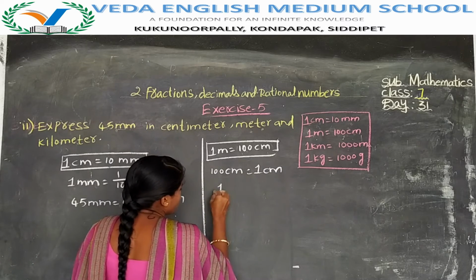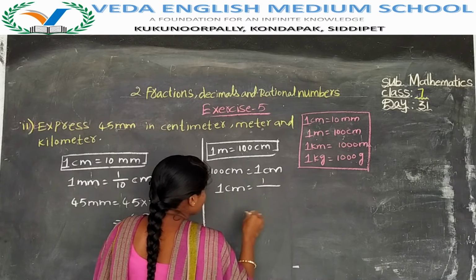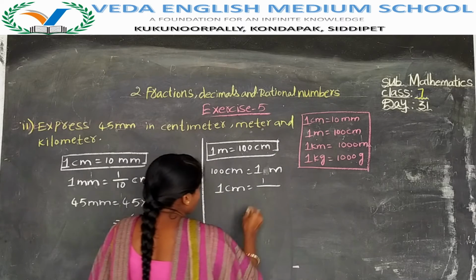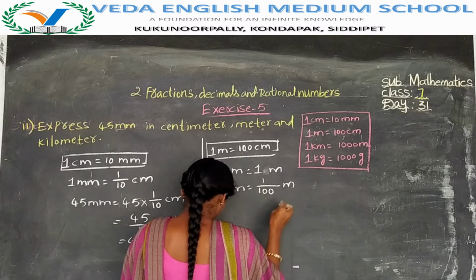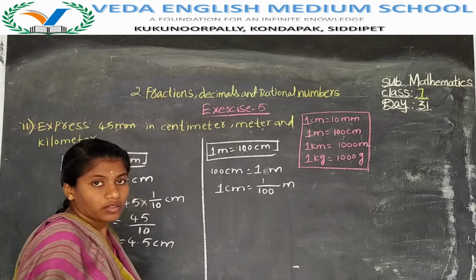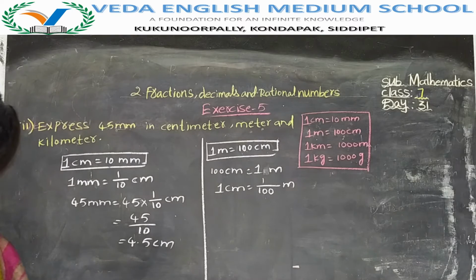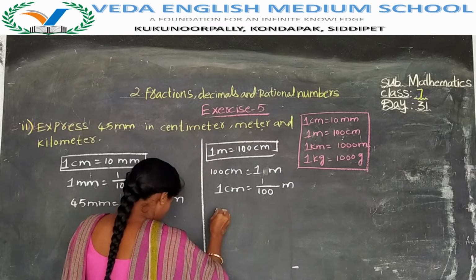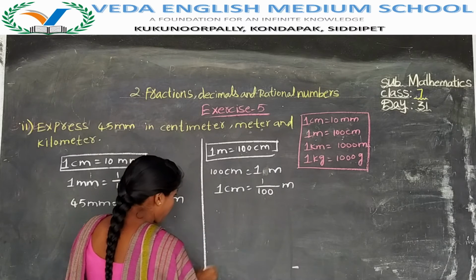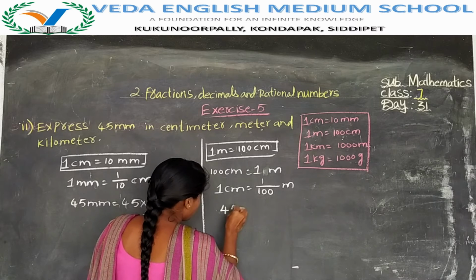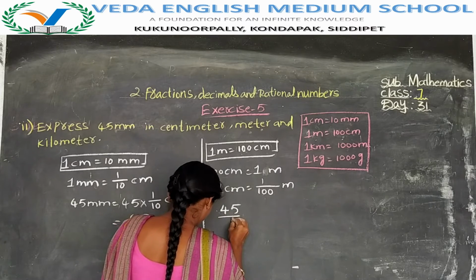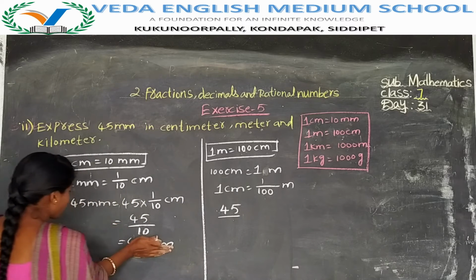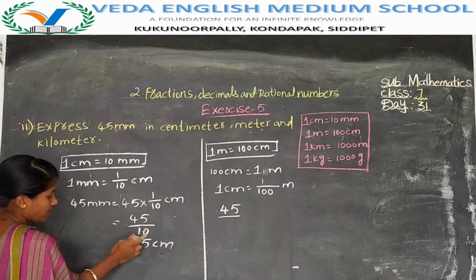Next, 1 centimeter is equal to 1 by 100 meters. Now we need it for 45 centimeters. So 45 centimeters is 45 by 100. Before this, we converted 45 millimeters into centimeters.